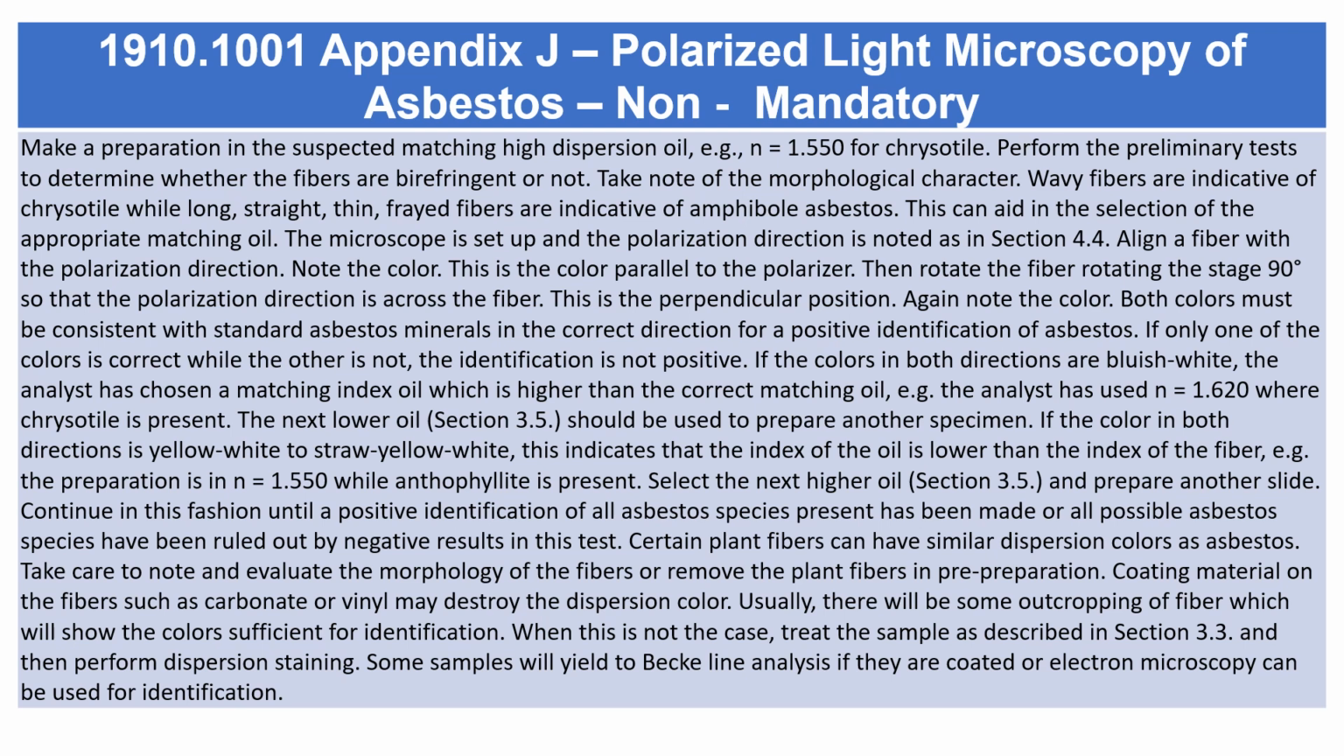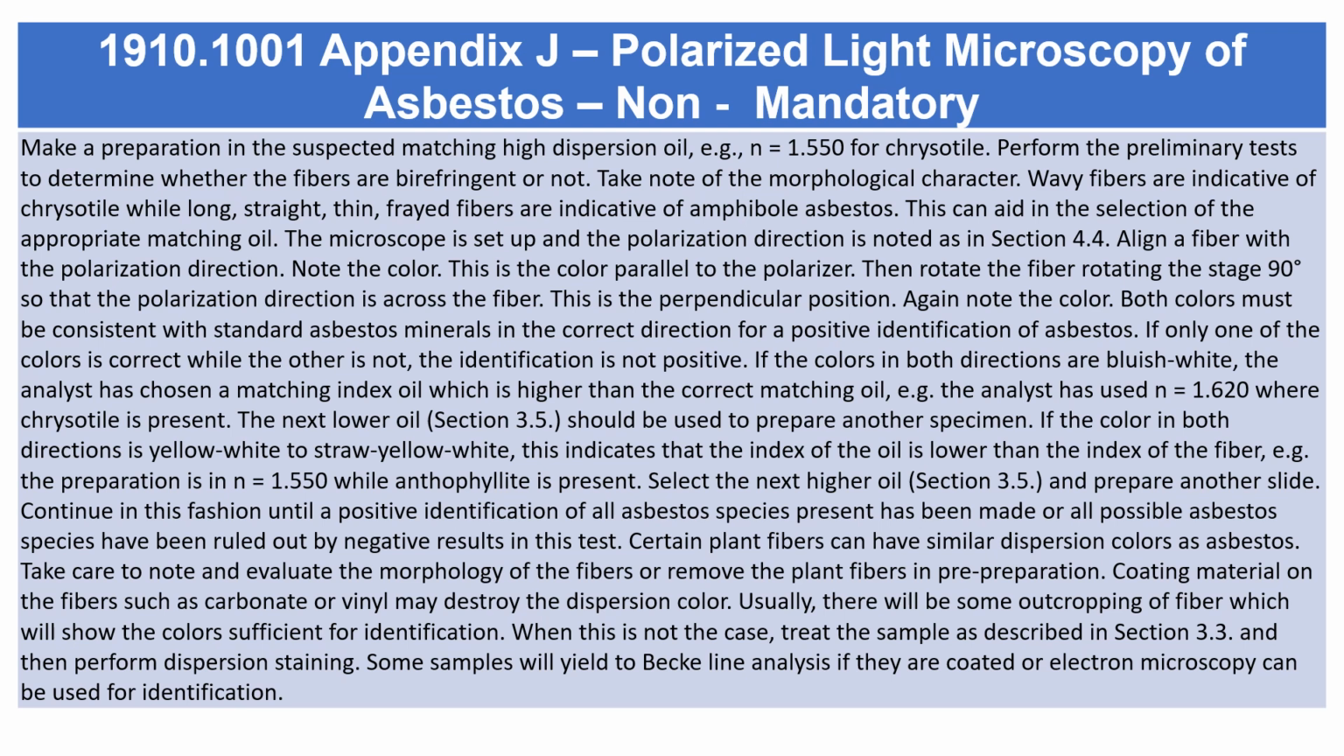Both colors must be consistent with standard asbestos minerals in the correct direction for a positive identification of asbestos. If only one of the colors is correct while the other is not, the identification is not positive. If the colors in both directions are bluish-white, the analyst has chosen a matching index oil which is higher than the correct matching oil, e.g., the analyst has used N equals 1.620 where chrysotile is present. The next lower oil, section 3.5, should be used to prepare another specimen.